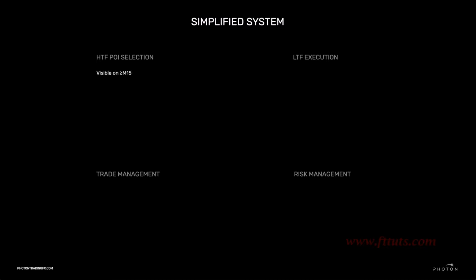So you would look for a zone that is visible on at least the M15 time frame or higher. So it could be a zone on the M15, it could be on the M30, the 1 hour, the 4 hour, or a daily zone, for example. But M15 is the lowest you will go for finding and selecting those higher time frame POIs.